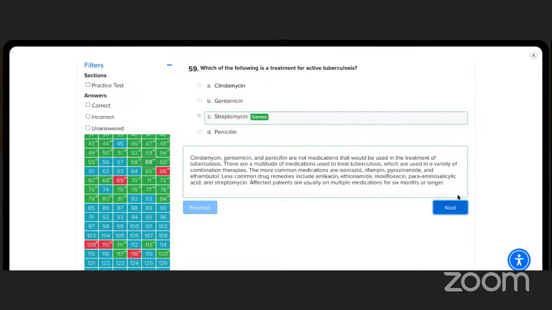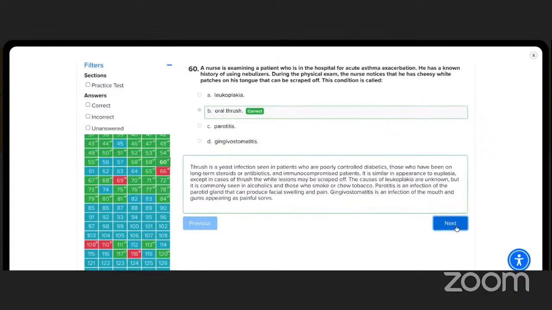All right. Which one is active in TB? What would treat TB? Active TB is streptomycin. So just commit that one to memory, because the question answer will also go with what the other drugs treat. But streptomycin is a drug of choice to treat active TB.